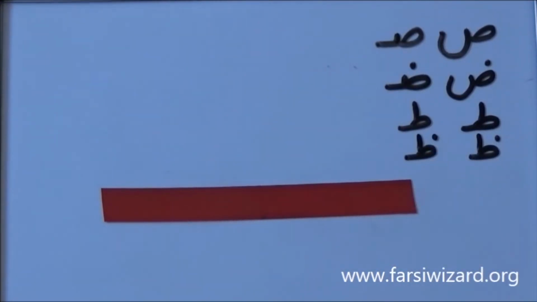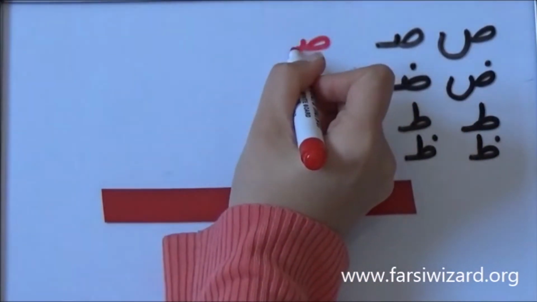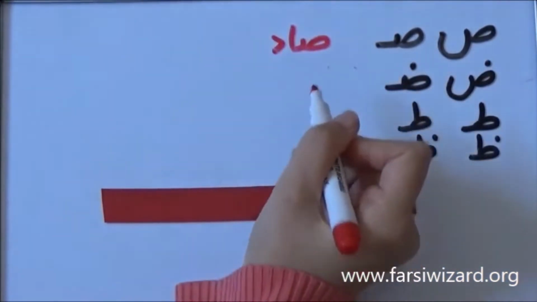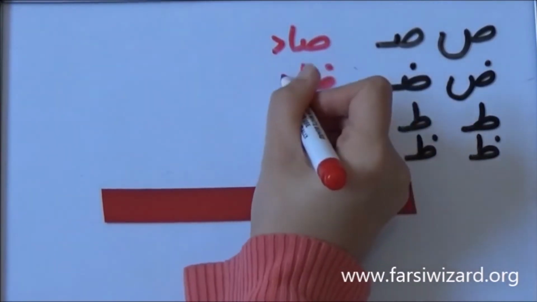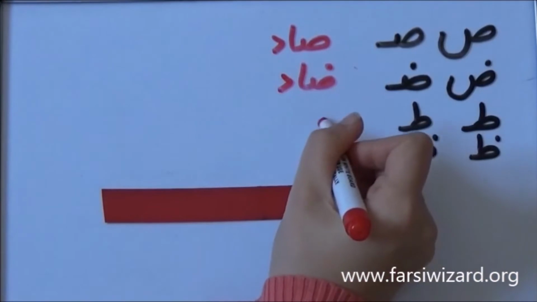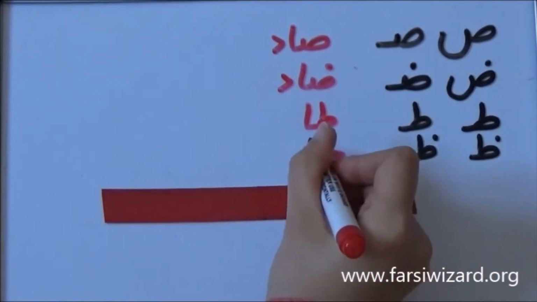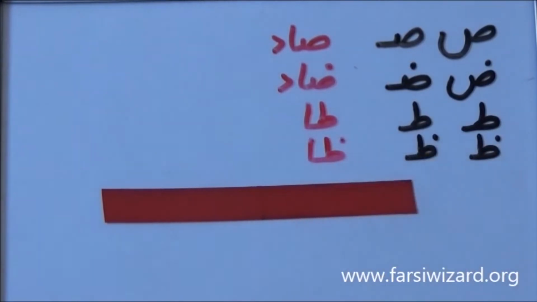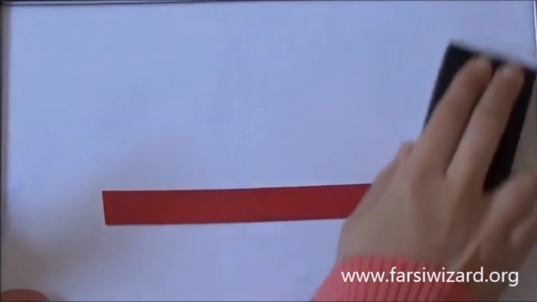Okay, so here I'm just writing the name of each of these letters in Farsi so you can see actually how they are pronounced. Sad, Zad, Ta, Za. Okay, now we're going to practice these letters in words.